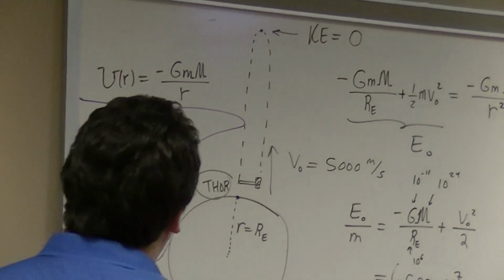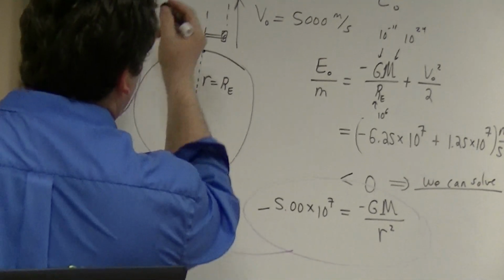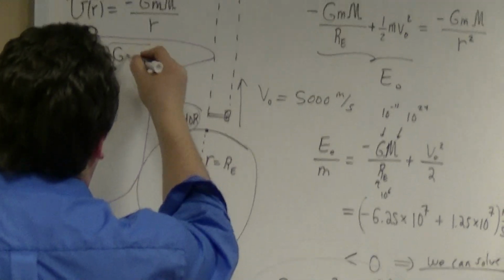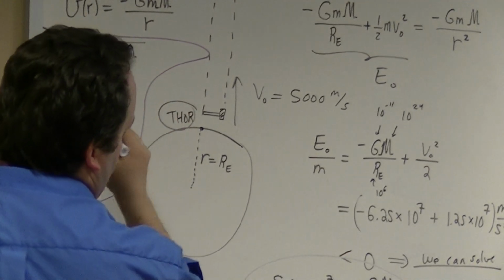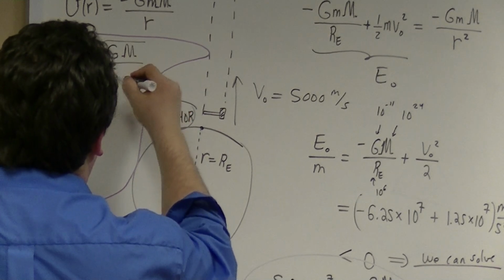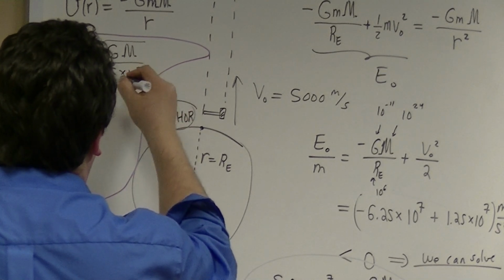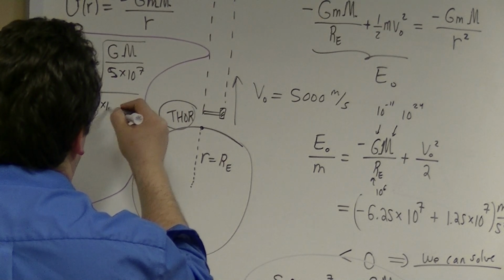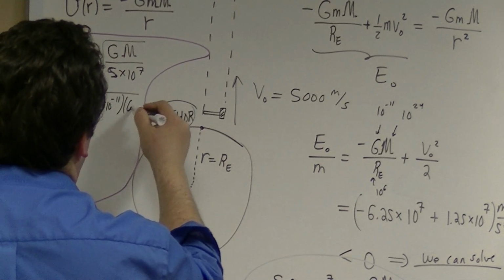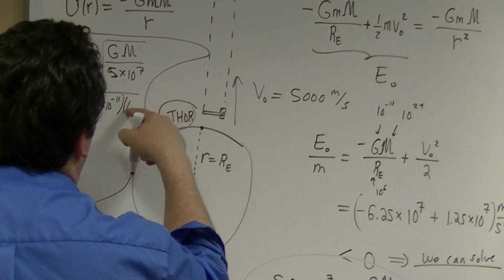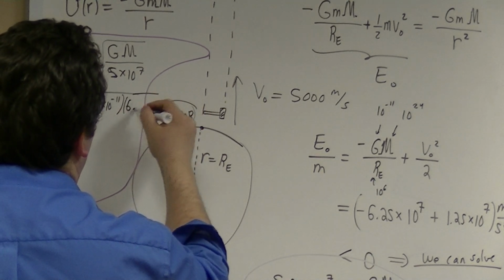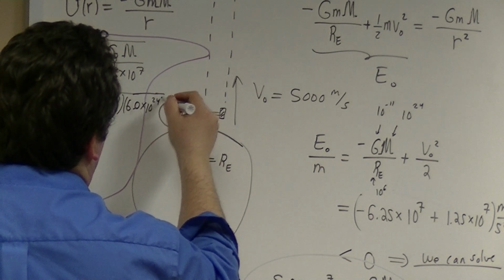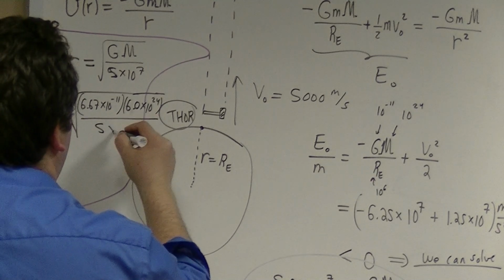Let's see here. So what do we get? We get R is equal to the square root of GM divided by 5 times 10 to the 7th, yeah. So that's the square root of 6.67 times 10 to the minus 11 times 6, what was the mass of Earth? I forget it already. 6.0 roughly speaking, times 10 to the 24th. Divided by 5 times 10 to the 7th, what do we get?